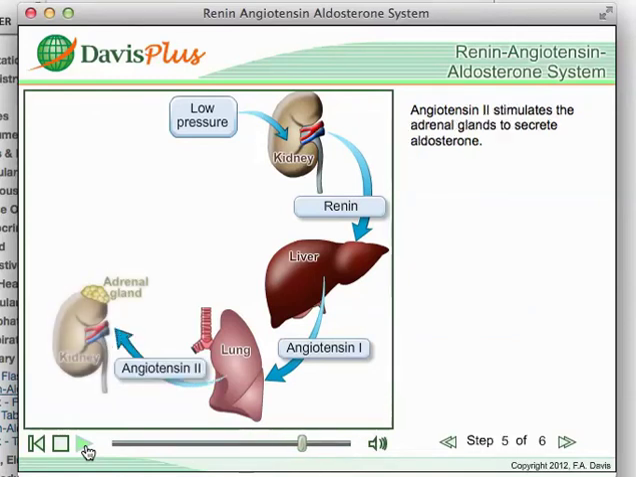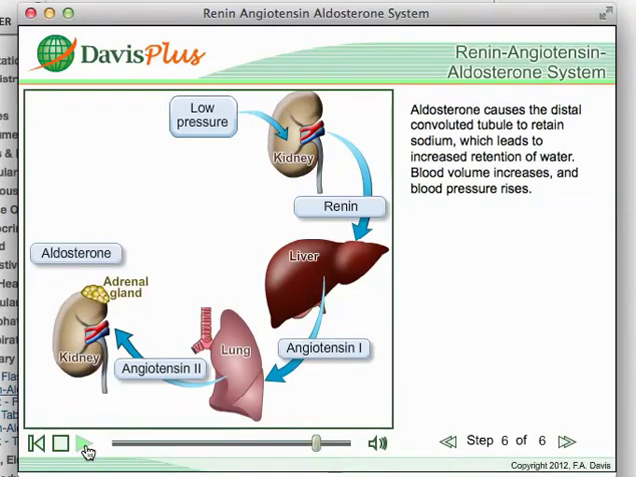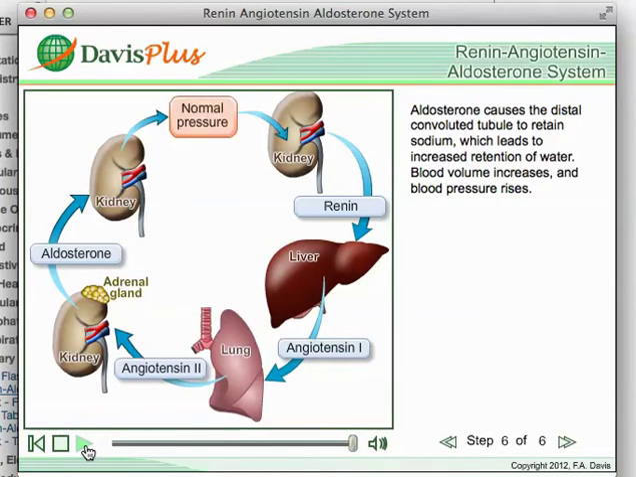Angiotensin 2 stimulates the adrenal glands to secrete aldosterone. Aldosterone causes the distal convoluted tubule to retain sodium, which leads to increased retention of water. Blood volume increases and blood pressure rises. Right, so really this is a job of multiple systems, but we're going to talk about it here a little bit because ultimately the kidneys are the ones that are retaining that sodium, thereby causing the retention of water.